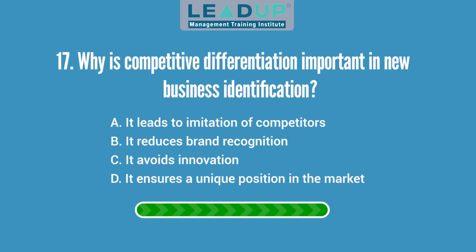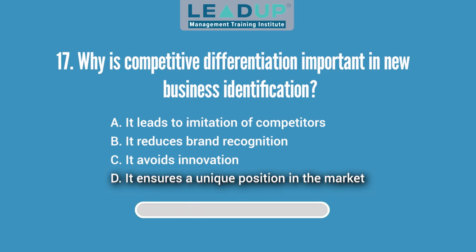Question 17. Why is competitive differentiation important in new business identification? A. It leads to imitation of competitors. B. It reduces brand recognition. C. It avoids innovation. And D. It ensures a unique position in the market. The answer is it ensures a unique position in the market.